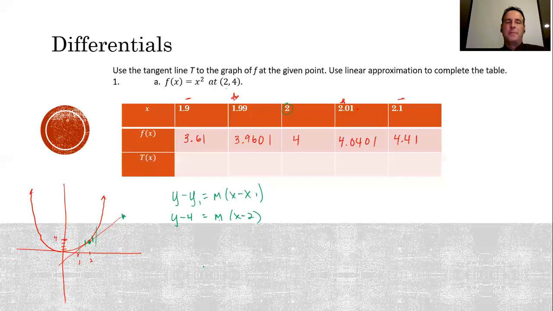I gotta find m, okay? M is the slope of this tangent line, and how do I find it? Well, if f of x is x squared, then f prime of x is 2x, and f prime of the x value that I'm looking for, which is 2, is 2 times 2, which is 4. So y minus 4 is equal to 4 times x minus 2.